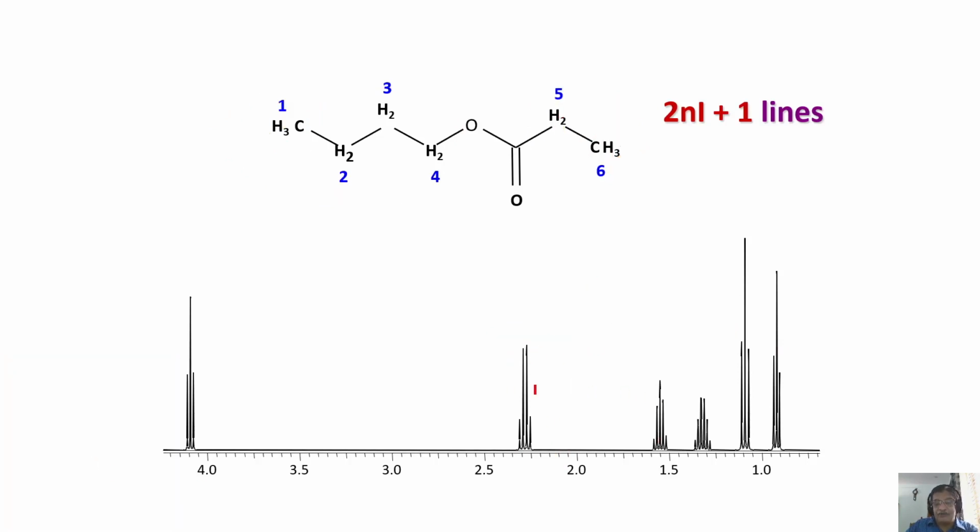So, we will wait for some time. First, we have assigned this one. That is correct. That is for this CH2. We will go further. Now, we will come to this ring. CH3 has to be a triplet because of this. Correct. So, now we identified two triplets.